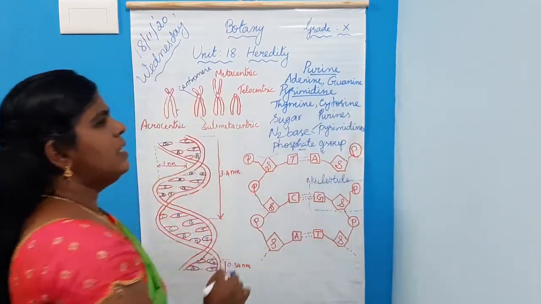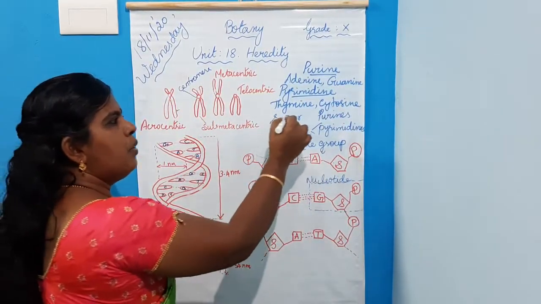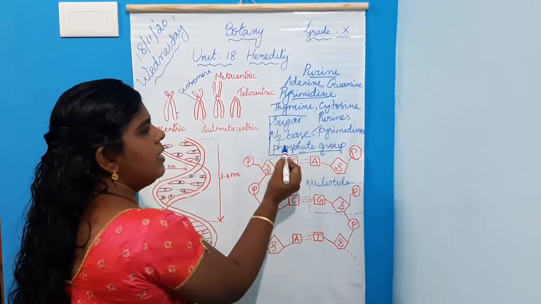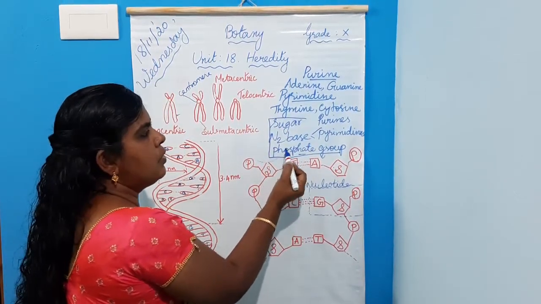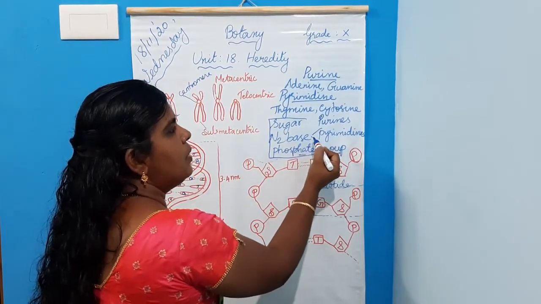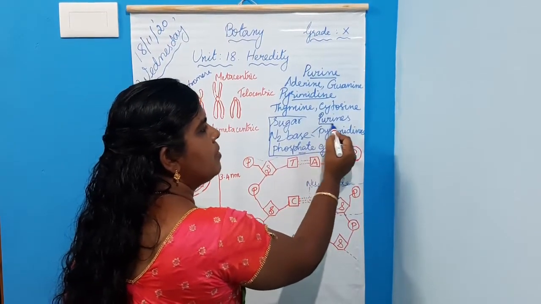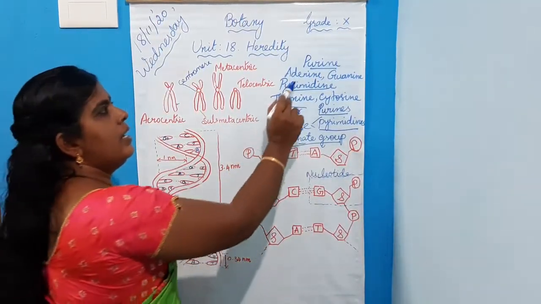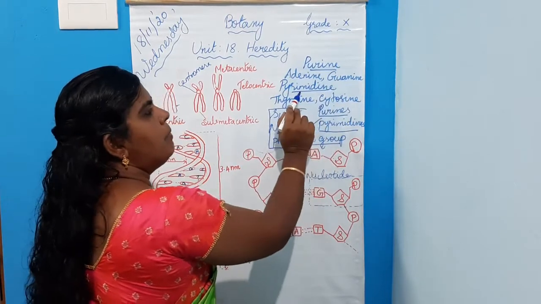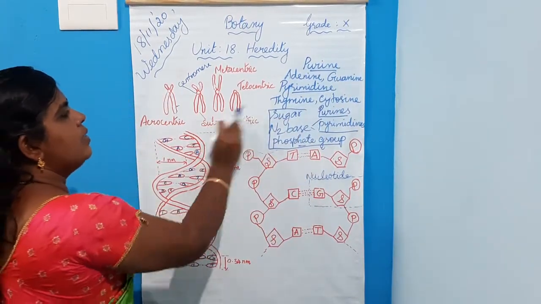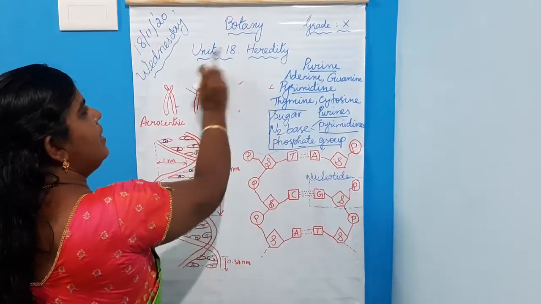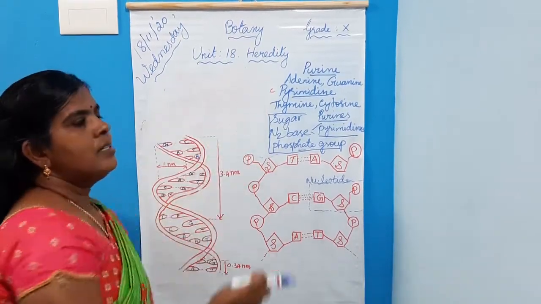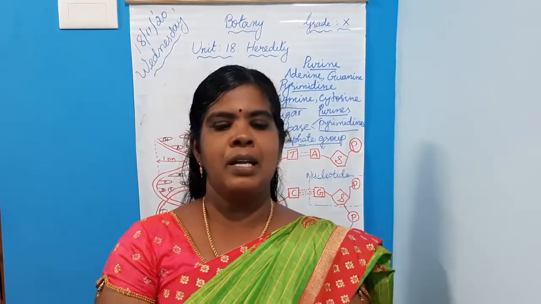So there are three important constituents found in DNA: sugar, nitrogenous base, and phosphate group. The nitrogenous bases are of two types, purines and pyrimidines. What are the purine bases? Adenine and guanine. What are the pyrimidine bases? Thymine and cytosine.